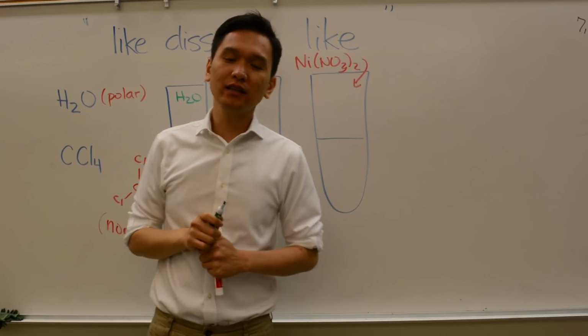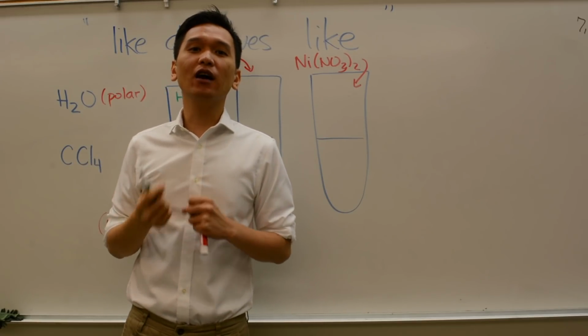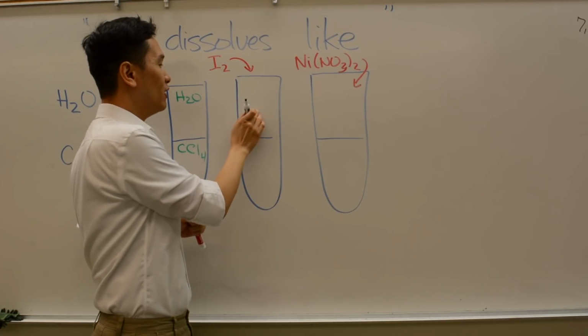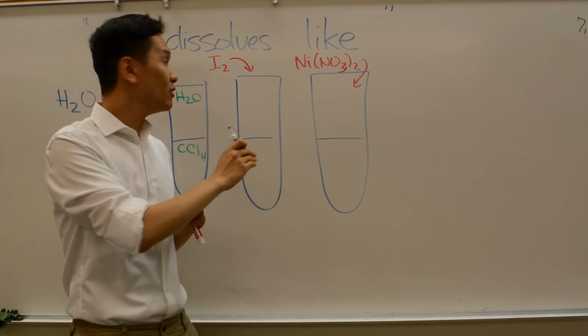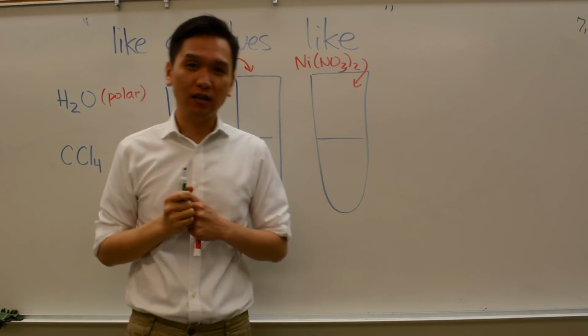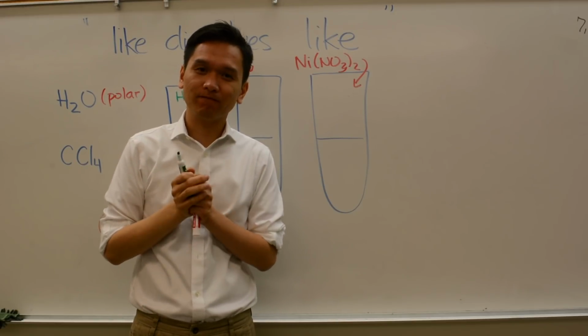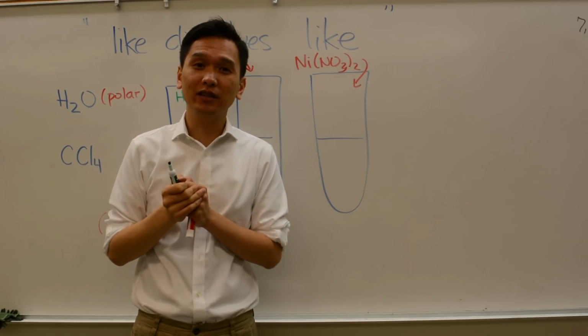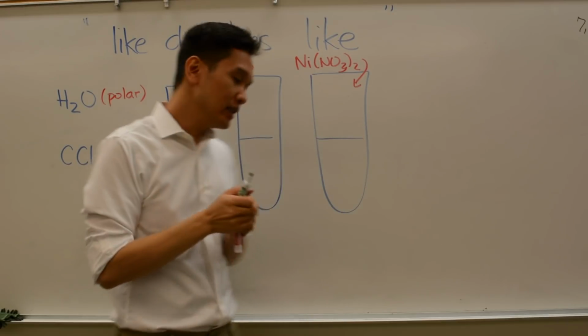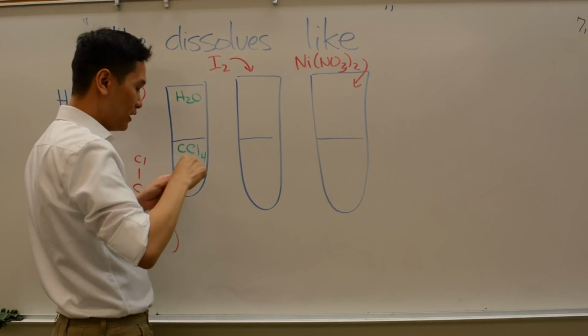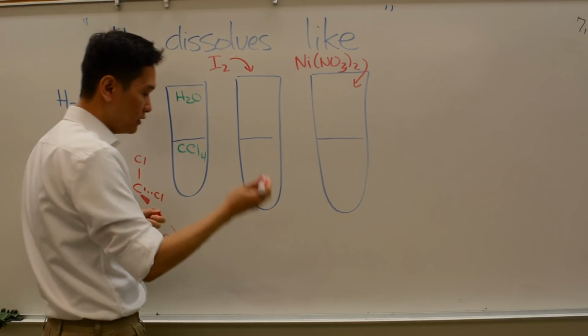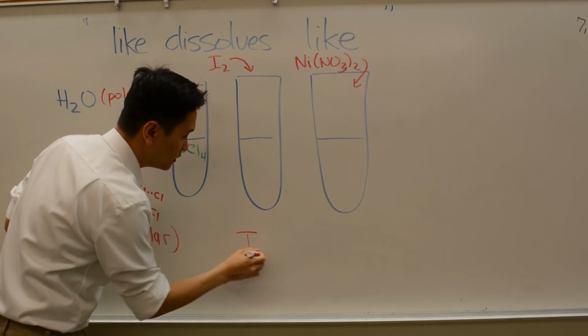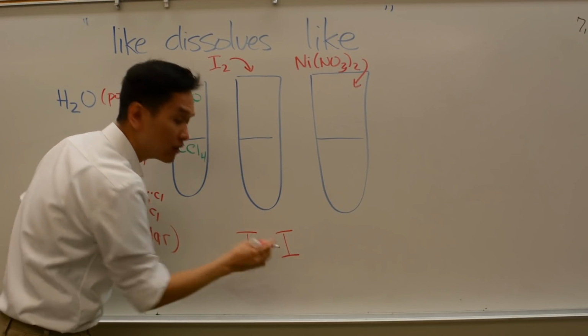The question then is, where will I2 dissolve into? Will I2 dissolve in the water layer, or will I2 dissolve in the CCl4 layer? What do you think? How do you determine this? Okay, so let's think about the polarity of I2. If you draw out the Lewis structure for I2, go ahead and draw that out. Try it on your own first.